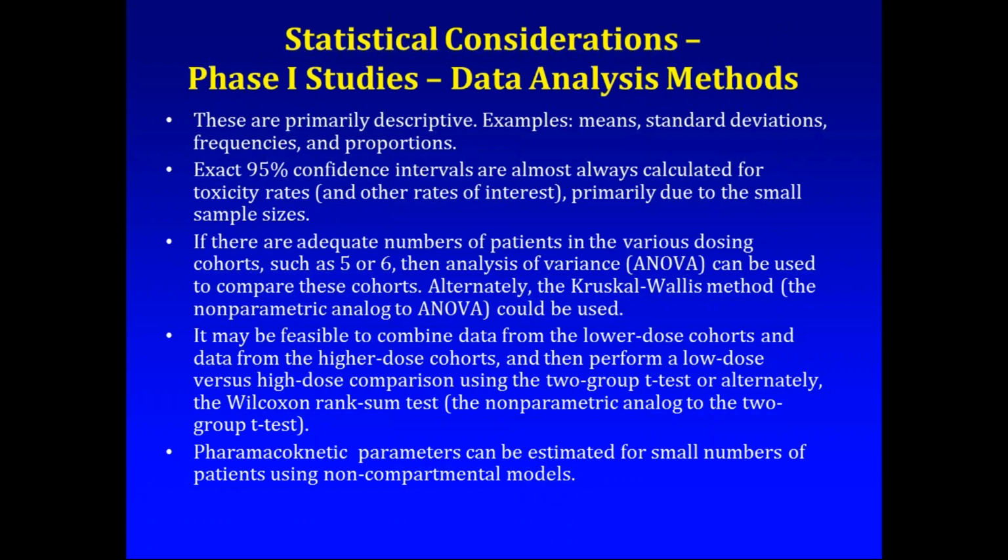Or say if we have 4 dosing cohorts and we actually end up using that many in the study, we might consider, if it makes sense clinically, combining the lower 2 and the upper 2 and doing a low dose versus high dose comparison. Now, of course, there are limits in terms of how we can interpret that, but that often provides useful information in terms of planning for a phase 2 study.